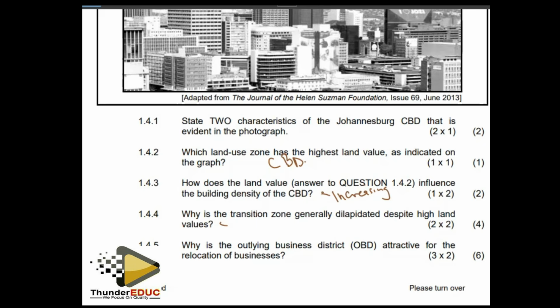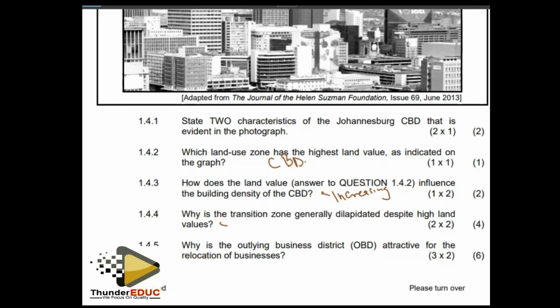Okay. And also, we must note that the owners within the transition zone keep the building prices high, despite the fact that the buildings are now dilapidating. Still, they keep it high.